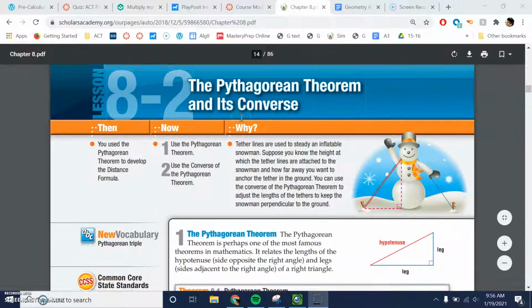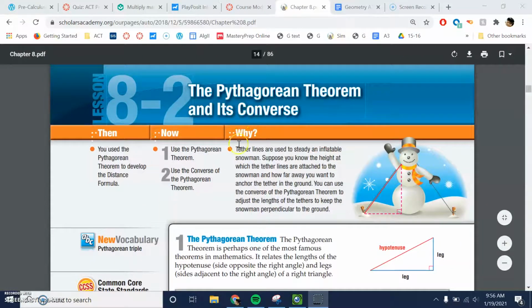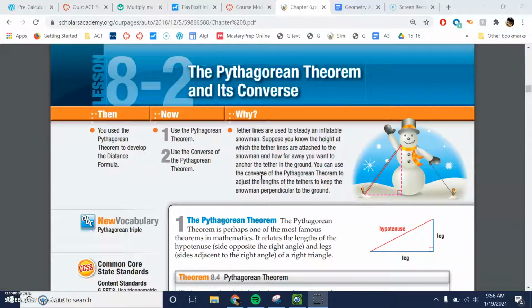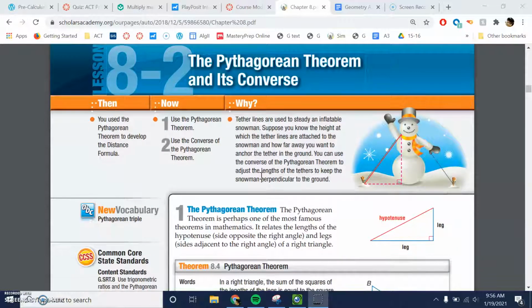All right, we're going to do the Pythagorean theorem today. Ooh, and its converse. We're going to do that later. So, why would you need the Pythagorean theorem? What does that have to do with anything? Well, it has to do with all sorts of right triangles.